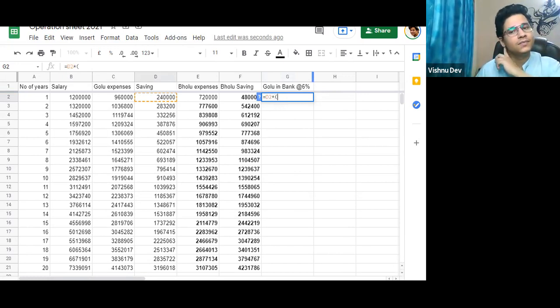So if he doesn't want the money now, he wants money after 20 years, then this money will be compounded. What is the formula? Principal amount, bracket 1 plus rate of interest, 6 by 100, divided by what? Power will be equal to what? For how many years? If you talk about first year saving, you will take it after 20 years.